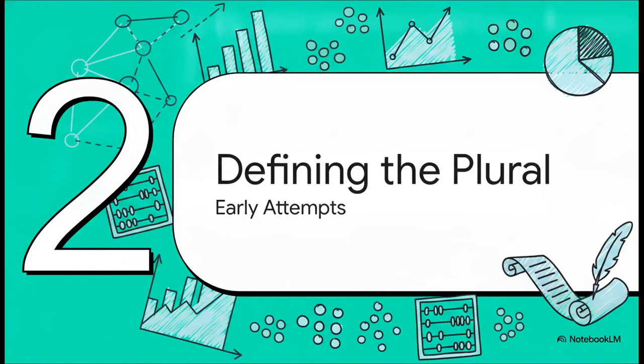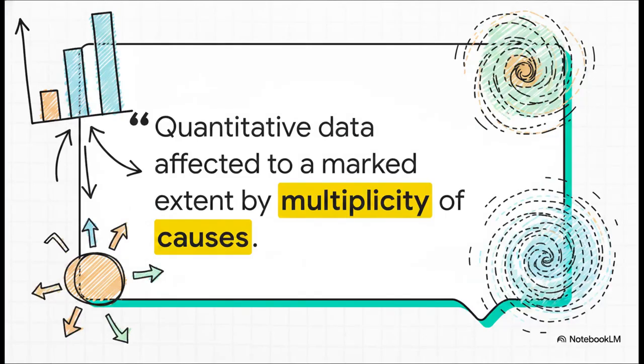Moving on to Section 2. The search for a definition. The pursuit of a really precise definition for this plural sense hasn't exactly been straightforward. Early scholars tried hard to pin down exactly what makes numerical data function as statistics. First up, we have the definition from scholars Yule and Kendall. They define statistics as quantitative data affected to a marked extent by multiplicity of causes. And honestly, this is a great starting point. It rightly points out that true statistical data isn't just some flat, boring number, it's quantitative information shaped by a bunch of different intersecting factors and variables.